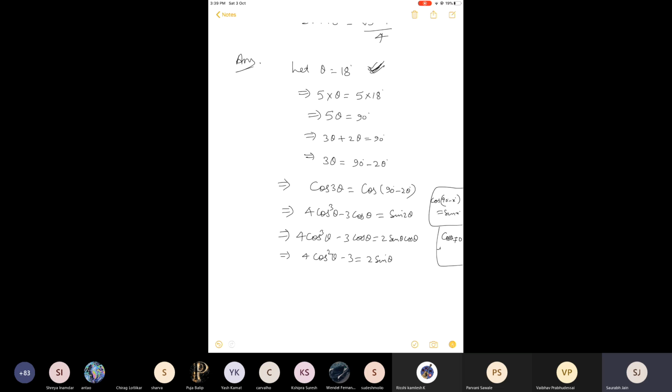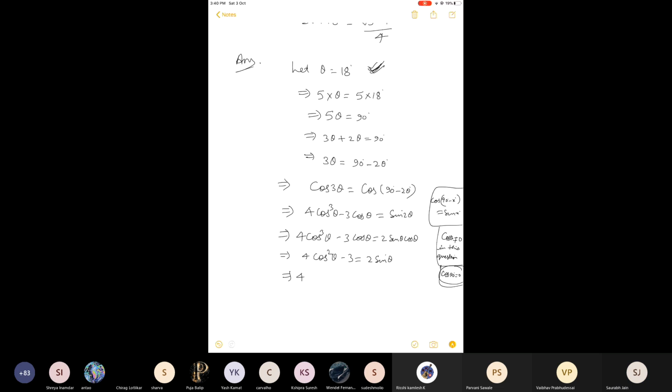Can you tell me why? Can anyone tell me? Theta is 18. Very good. That's it. Theta is 18 degree and cos 18 is not zero. In fact, if you remember, cos 90 is zero. All right. So theta is 18 in this question, and that is why cos 18 is a non-zero value. So we can cancel from both sides.